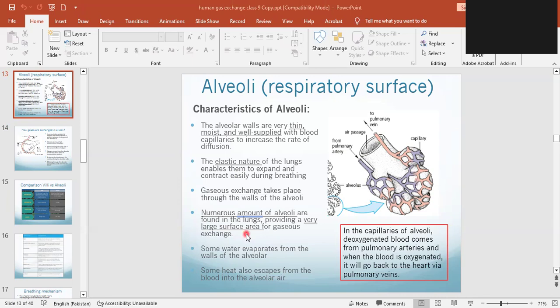And which vessels are present? Which vessel brings blood to the alveoli? Pulmonary artery. And which is taking blood away from the lungs and back to the heart? That is pulmonary vein. Pulmonary vein carries oxygen-rich blood, and pulmonary artery carries carbon dioxide-rich blood, or you can say oxygen-poor blood. There's less oxygen in the pulmonary artery.